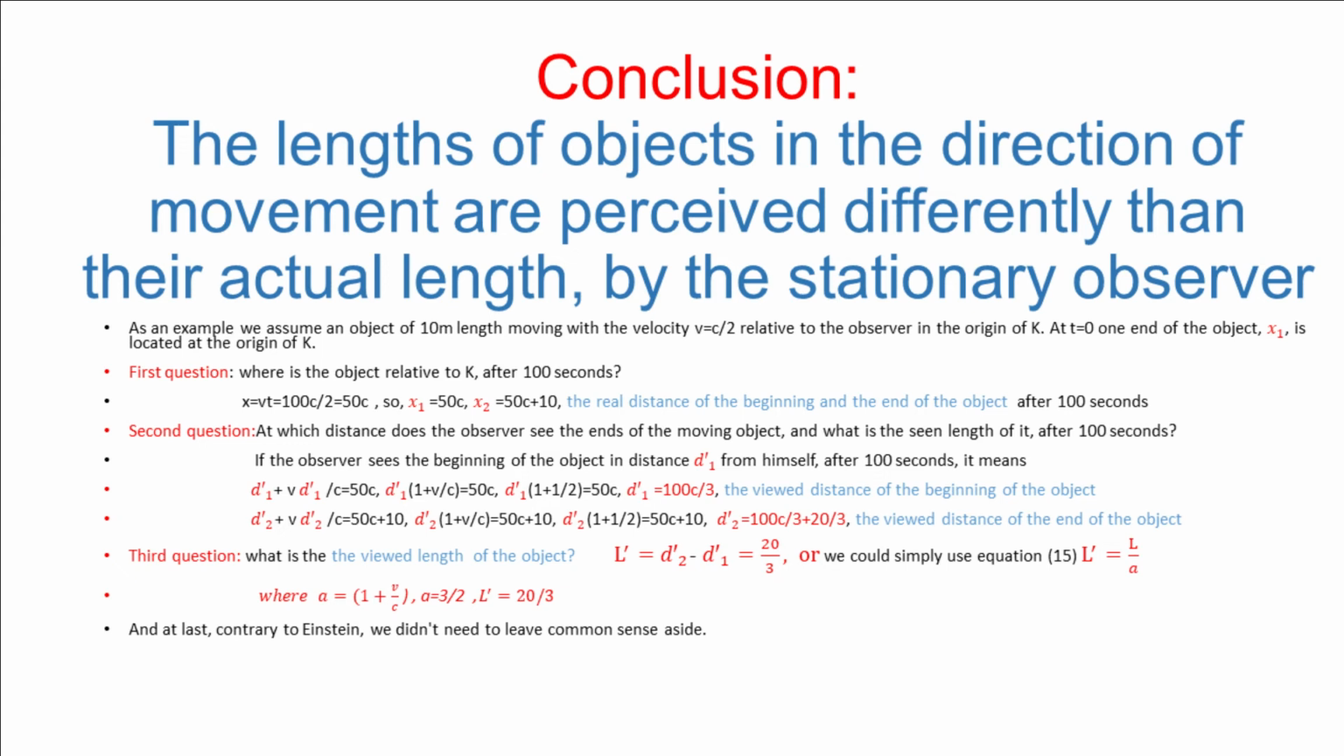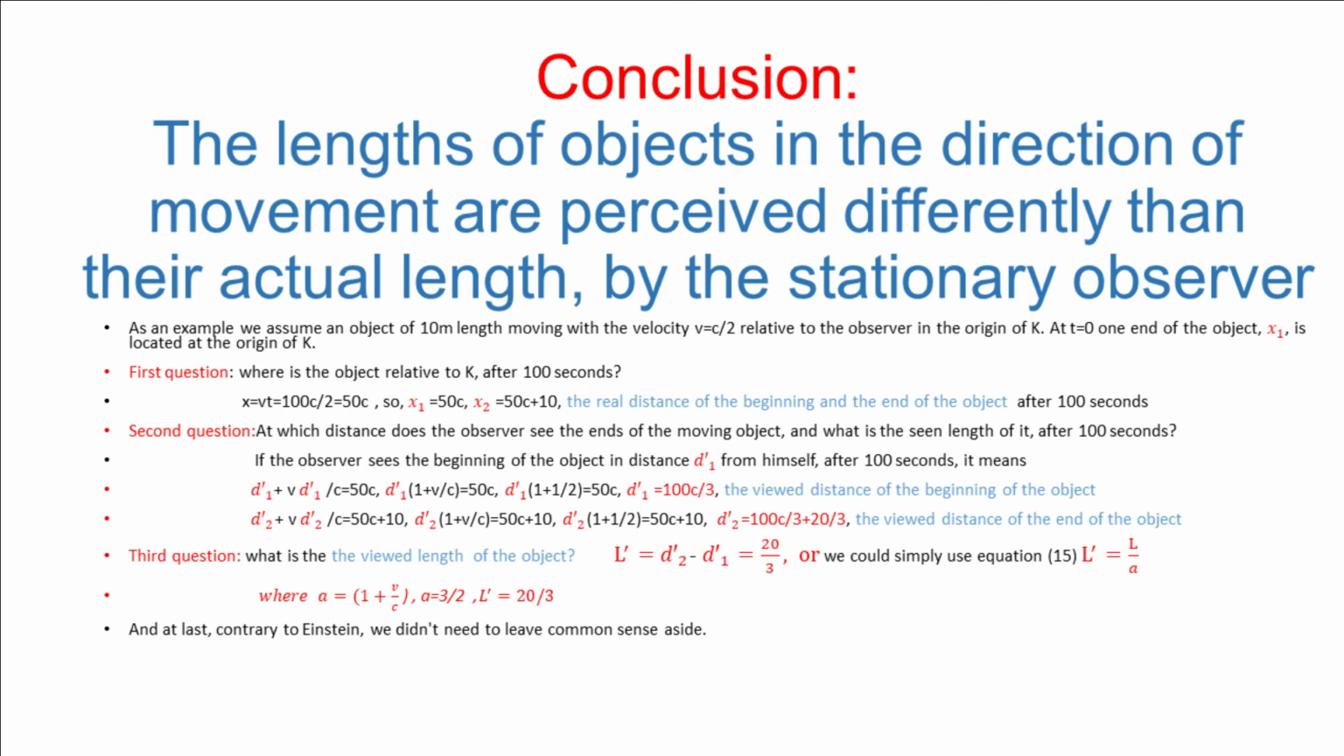x equals v times t equals 100 c over 2 equals 50 c, so x sub 1 equals 50 c, x sub 2 equals 50 c plus 10, the real distance of the beginning and the end of the object after 100 seconds. Second question: at which distance does the observer see the ends of the moving object, and what is the seen length of it after 100 seconds?